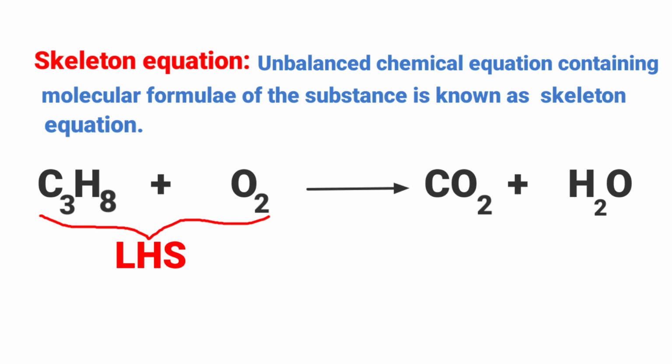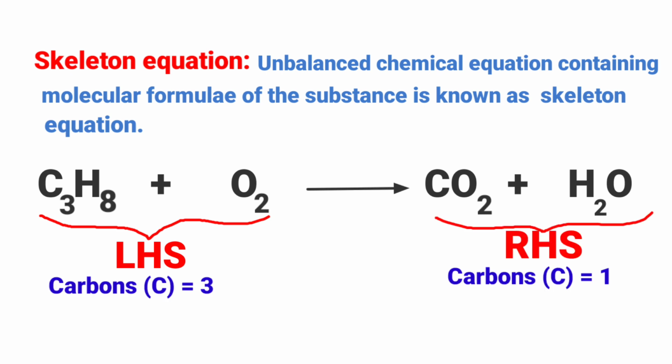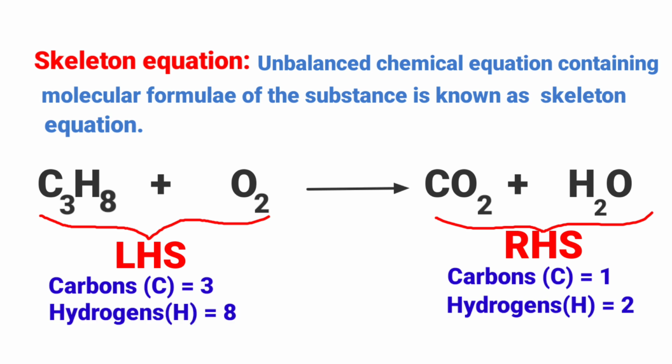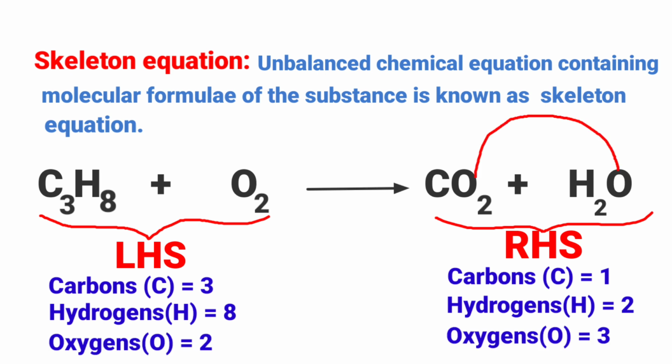On the LHS side, carbon atoms are 3. On the RHS side, carbon atoms are 1. On the LHS side, hydrogen atoms are 8. On the RHS side, hydrogen atoms are 2. Again, we observe oxygen atoms on the LHS side 2, on the right hand side 3.